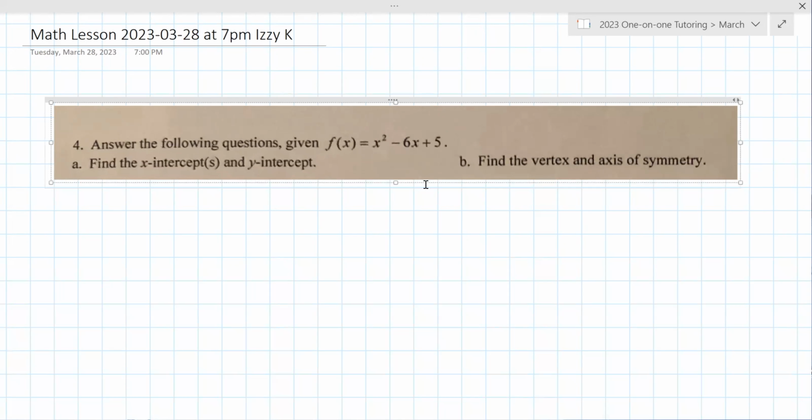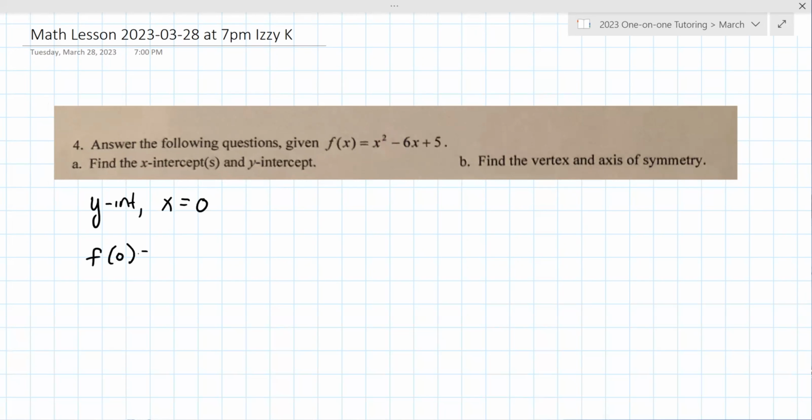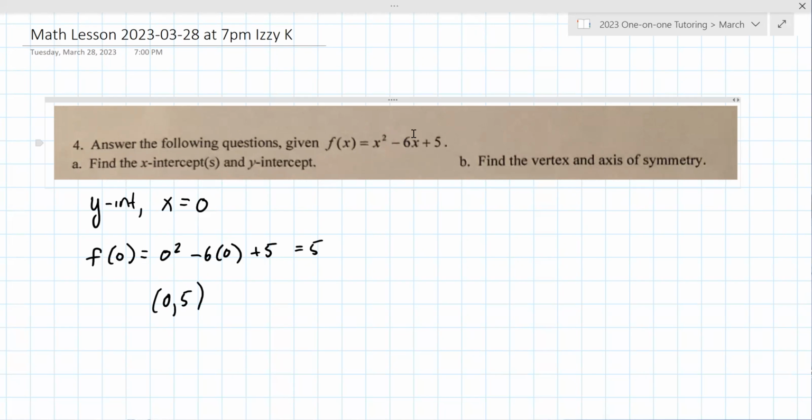All right, so the first question here for A says to determine the x-intercepts and the y-intercept. The y-intercept is a little bit easier, so we'll do that first. That's when x equals 0. You're putting 0 in for x. So that's f of 0 equals 0 squared minus 6 times 0 plus 5. So that is 5. It is an ordered pair. It's (0, 5). It is typically that last number there when it's in this format.